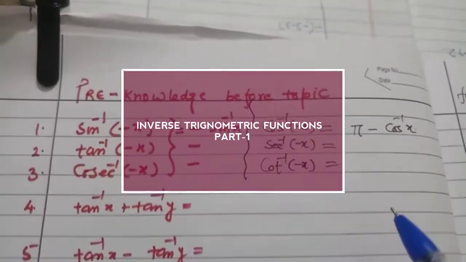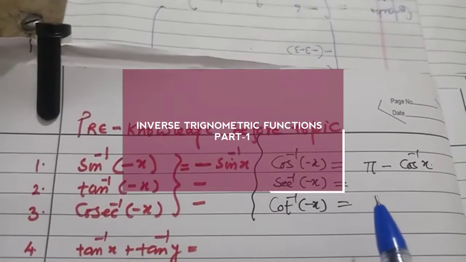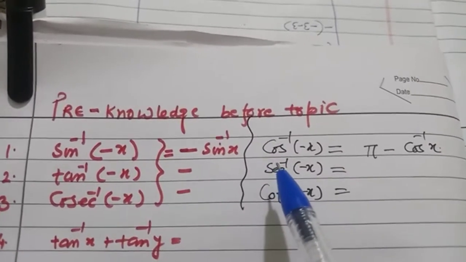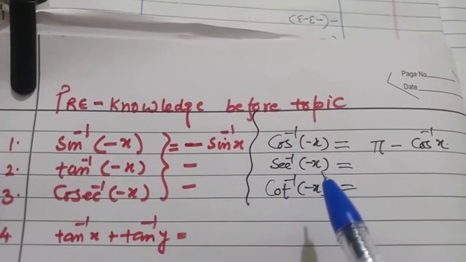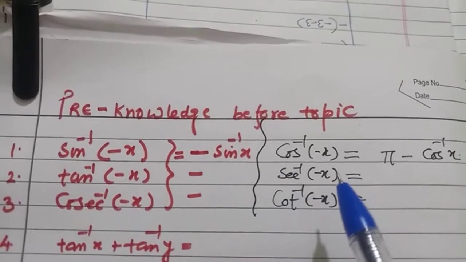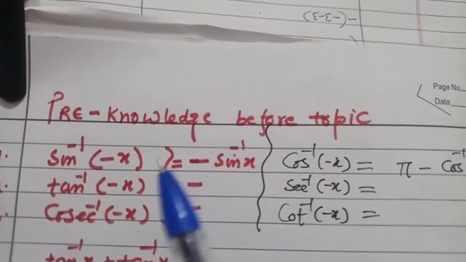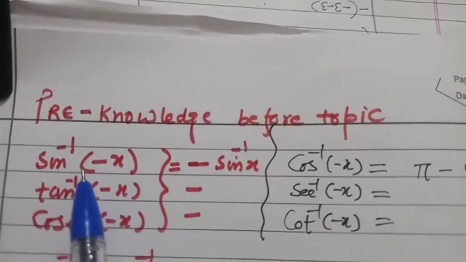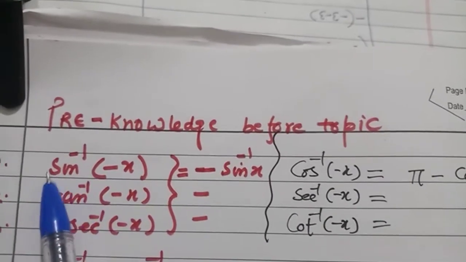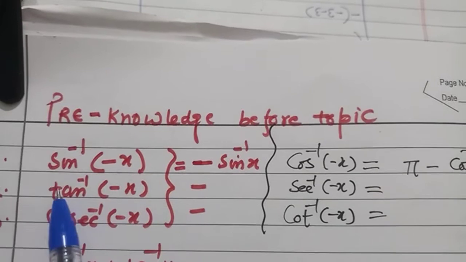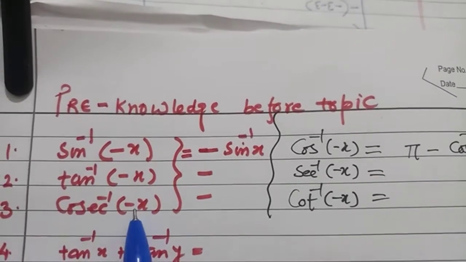So we have started the topic inverse trigonometric function. Now for doing this we should have a knowledge of these results which I have listed already. Let's revise them. Sine inverse minus x, tan inverse minus x, cosec inverse minus x.